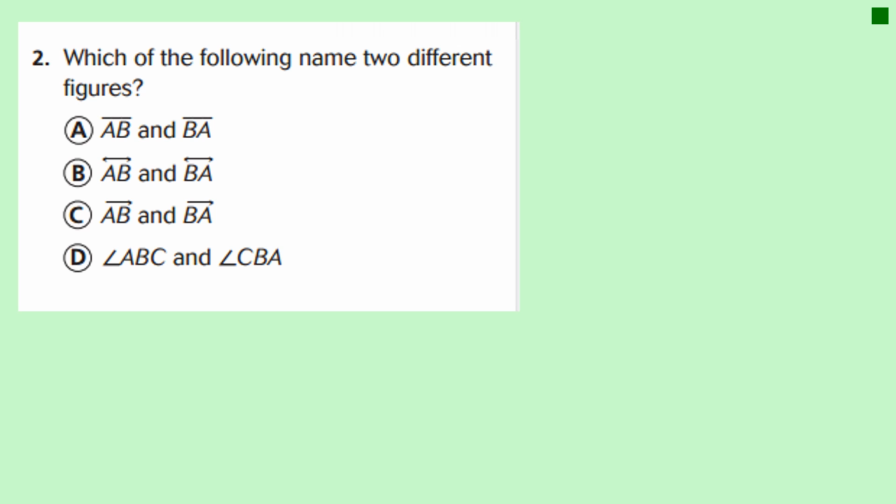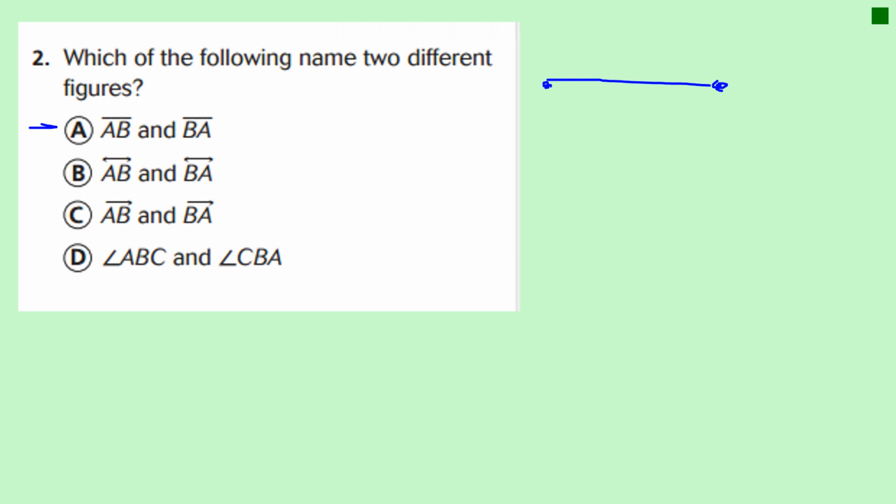So this is number 2 on the back. So just go ahead and flip your paper over. This is the lesson check section. It says, which of the following name 2 different figures? Okay, let me look at these choices. This is choice A I'm looking at. Line segment AB and line segment BA.